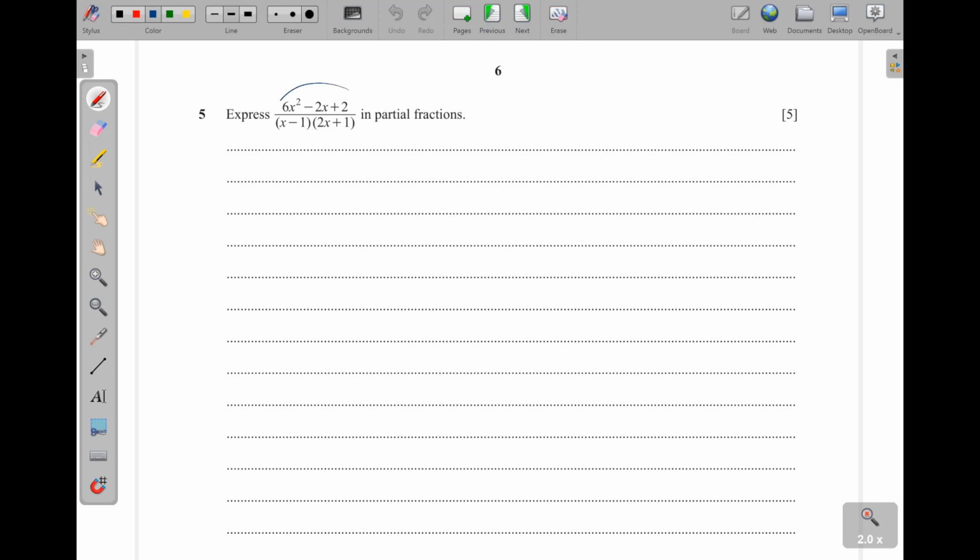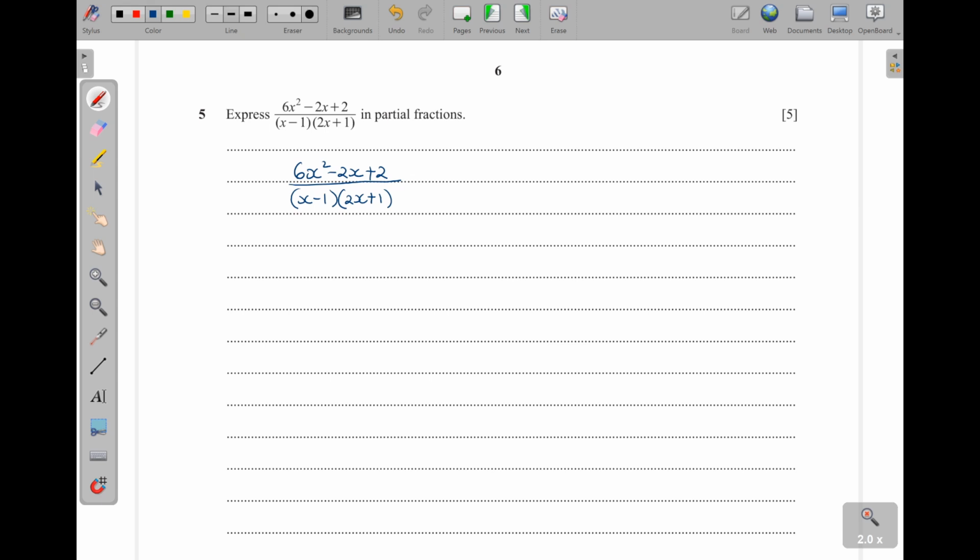Next, we are given to express this in partial fractions. Before you express the fraction given into partial fractions, you need to first recognize the degree of the numerator. If the degree of the numerator is greater or equal to the degree of the denominator, always first long divide to make the fraction proper. So this one here is 6x squared minus 2x plus 2. We divide it by x minus 1 into 2x plus 1.